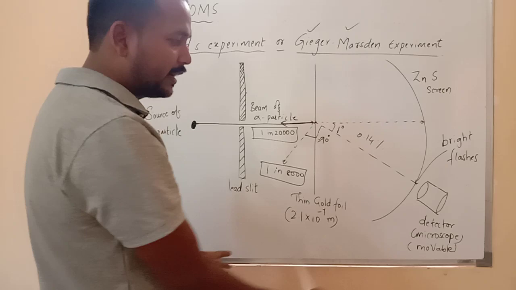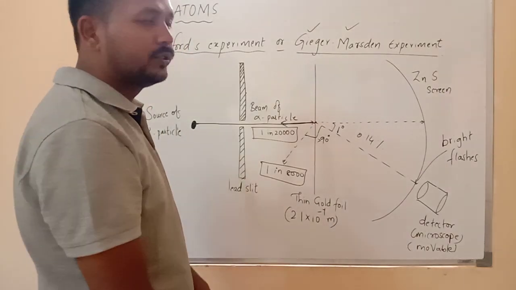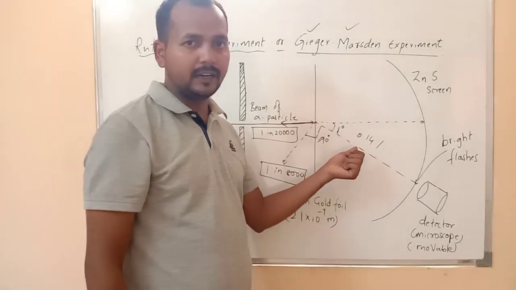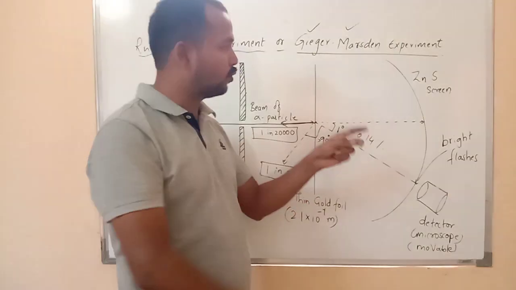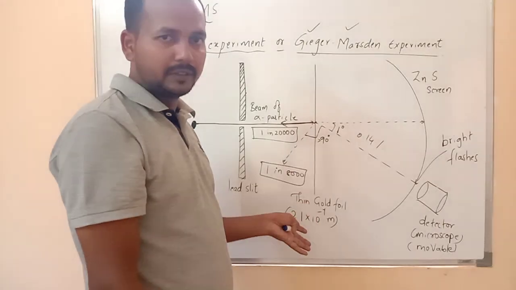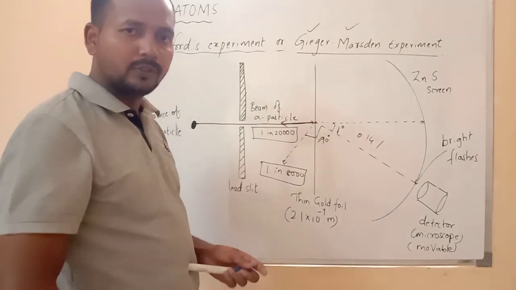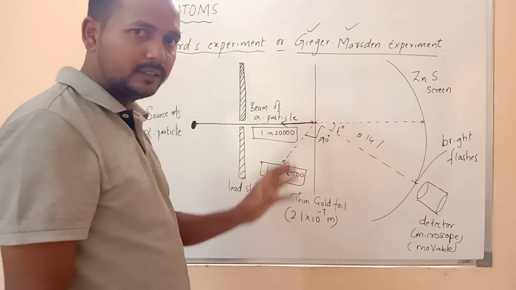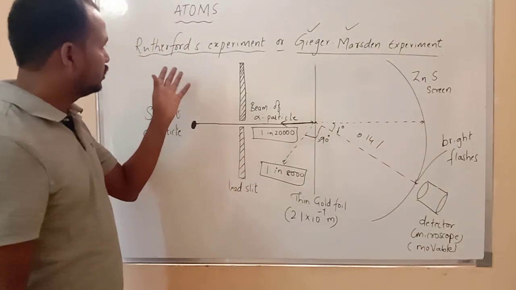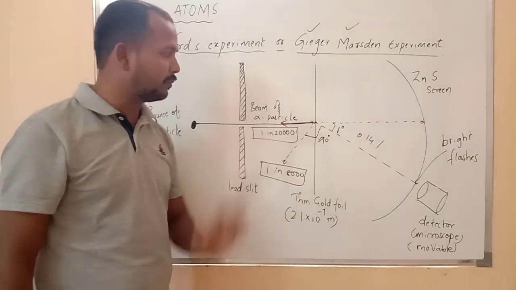This whole apparatus is placed in an evacuated glass chamber because the air particles should not alter the scattering angle. That's why the whole apparatus is kept in a vacuum, an airless chamber. This is the Geiger-Marsden experiment. I'm going to repeat it one more time in a short manner. This is called the Rutherford experiment or Geiger-Marsden experiment.